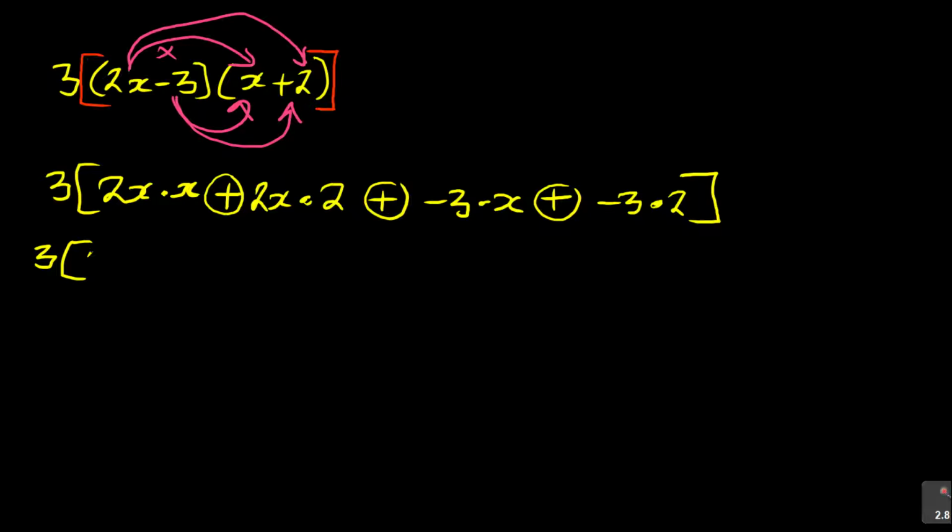Now 2x times x is 2x squared. Remember the previous lesson that we did? If you've forgotten, just go through it. 2x times 2 is plus 4x. And then now there it comes. You have two signs here, the plus and minus. So what is plus and minus? It is minus 3x. The plus doesn't have power. The negative has power over plus.